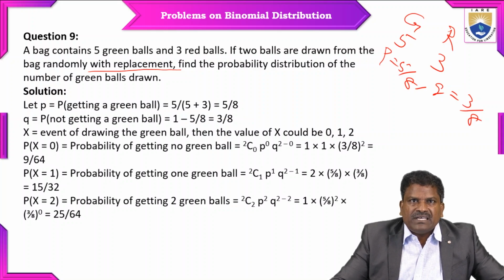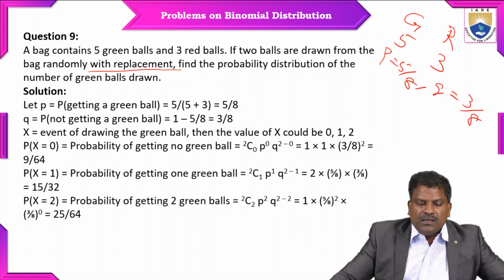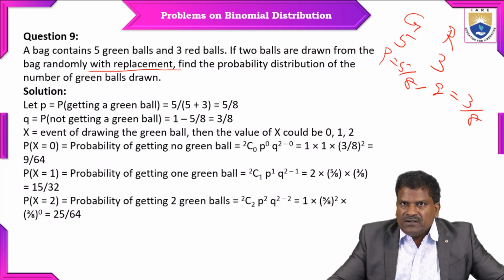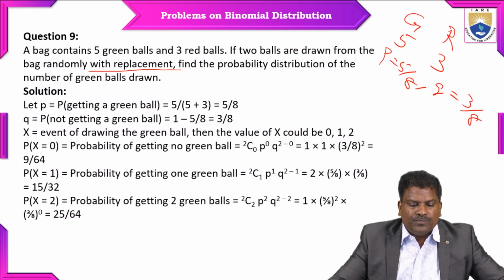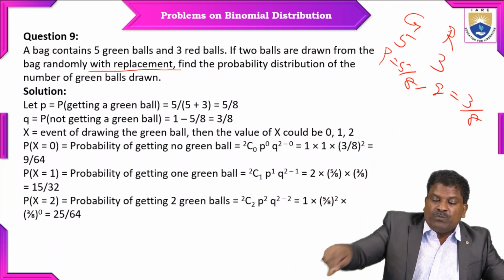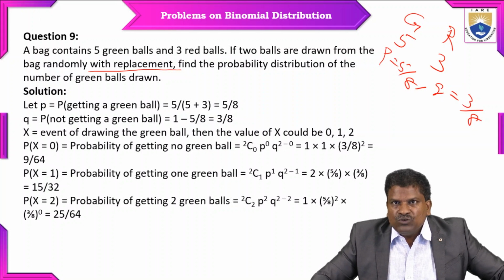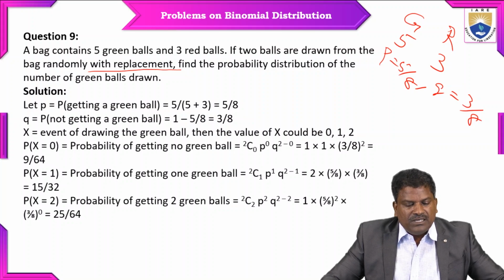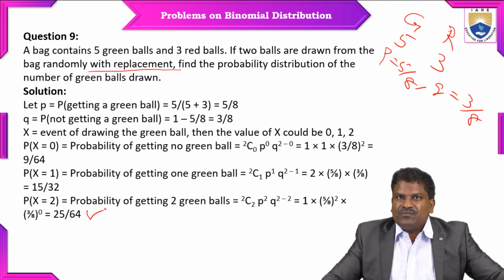Next, find P of X is equal to 1. Probability of getting one green ball. It is in our formula 2C1 P to the power 1 into Q to the power n minus r, 2 minus 1. It is 15 by 32. Like that you find P of X is equal to 2. Probability of getting 2 green balls. It is 2C2 into P square into Q to the power 2 minus 2. It is 25 by 64.